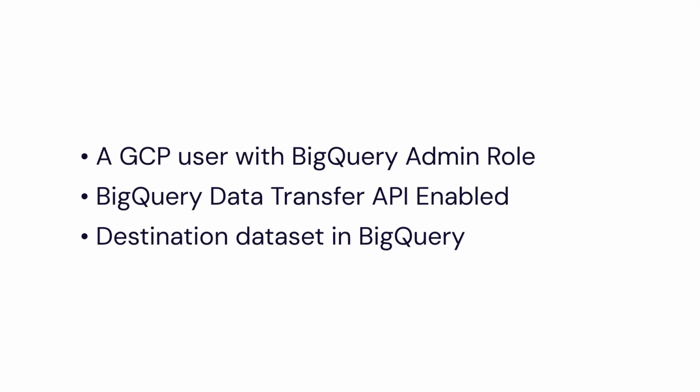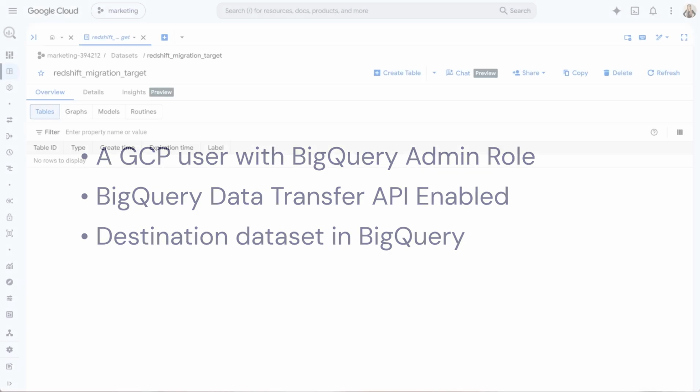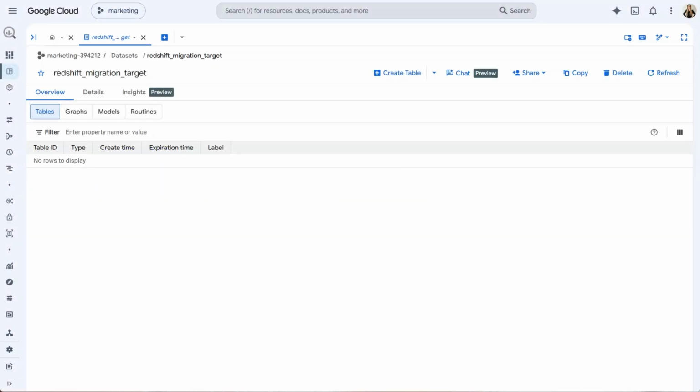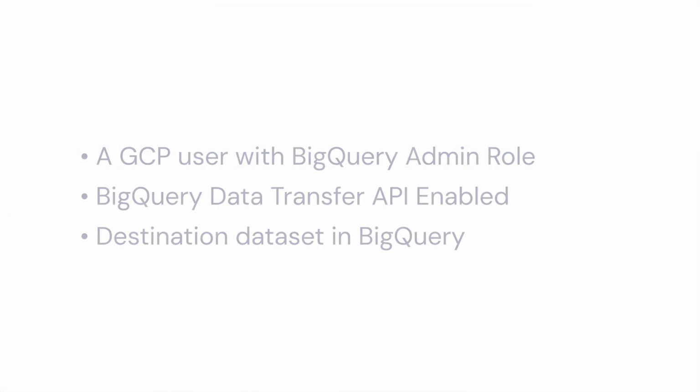Over in the Google Cloud Console, we need 3 things. First, make sure your GCP user has the BigQuery admin role, which allows you to enable APIs, create datasets, and run migrations. Second, make sure that the BigQuery Data Transfer API is enabled in the API library. Third, you need a destination dataset in your BigQuery where your data from Redshift will land.